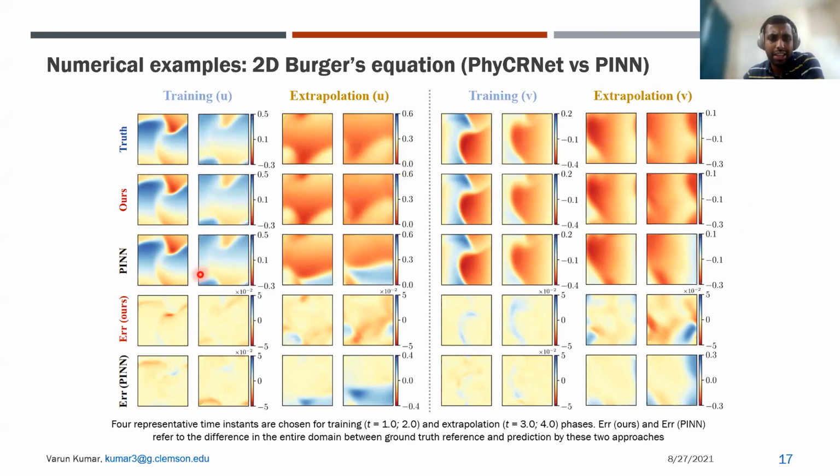So as you can see, the ground truth and the output from PhyCRNet is pretty accurate in both the training and the extrapolation phase. And that seems to be consistent across this whole time domain that they are studying. PINNs perform well during the testing phase, but during the extrapolation phase, PINNs start to lose out to PhyCRNet in terms of predicting capability. You can see the errors for PINNs are higher as compared to PhyCRNet as you move into the extrapolation phase.